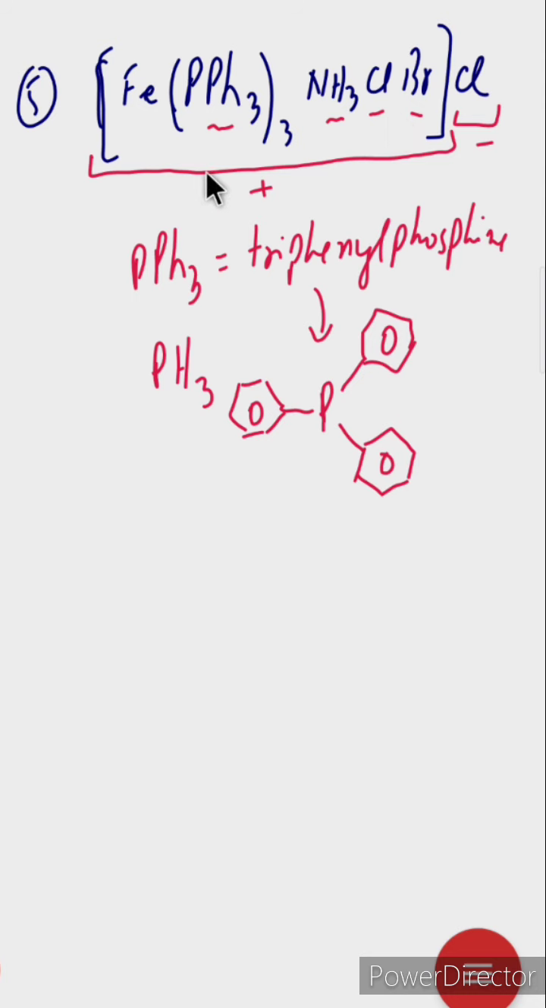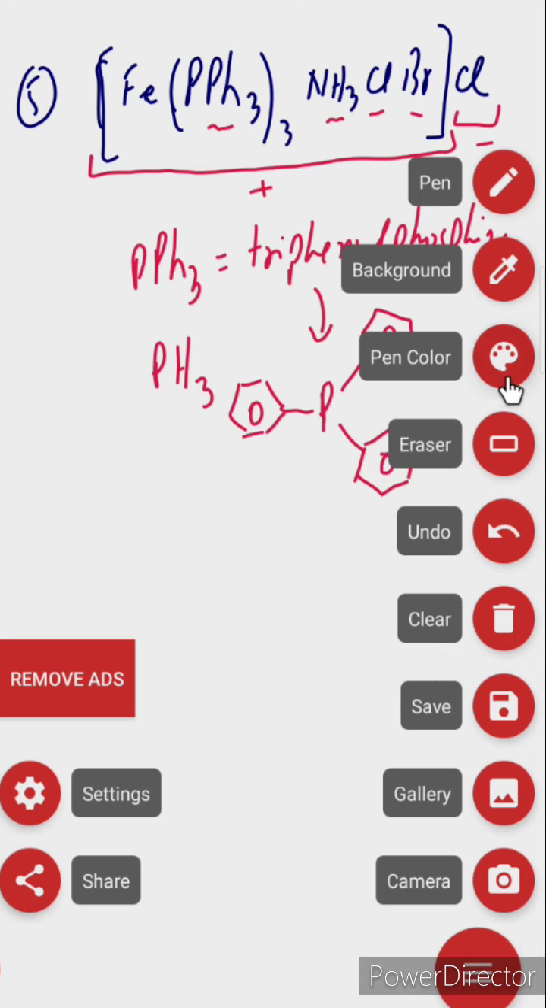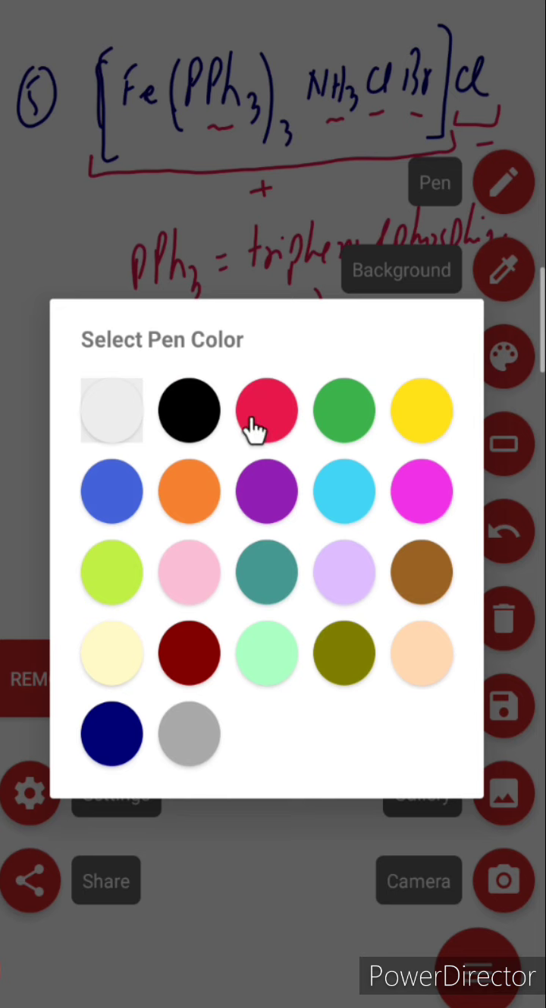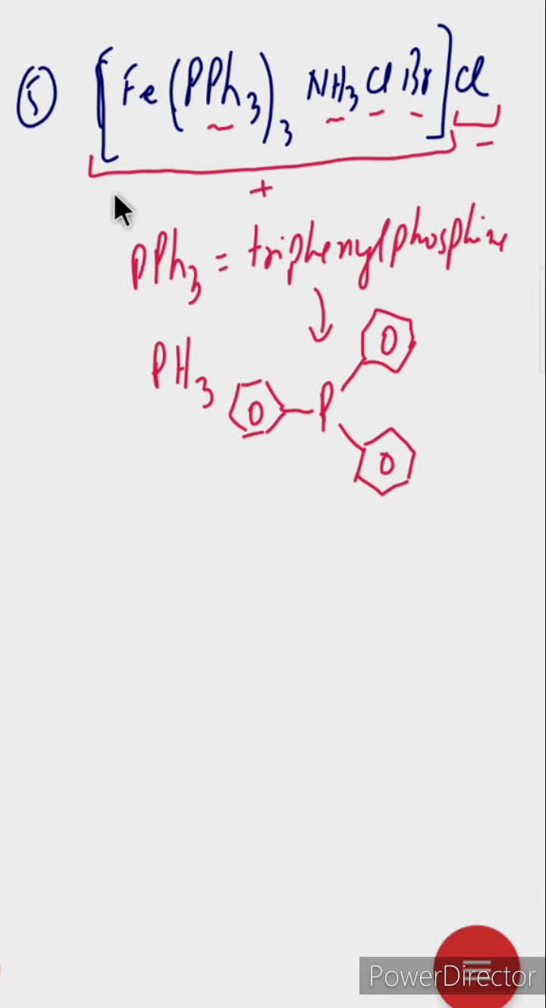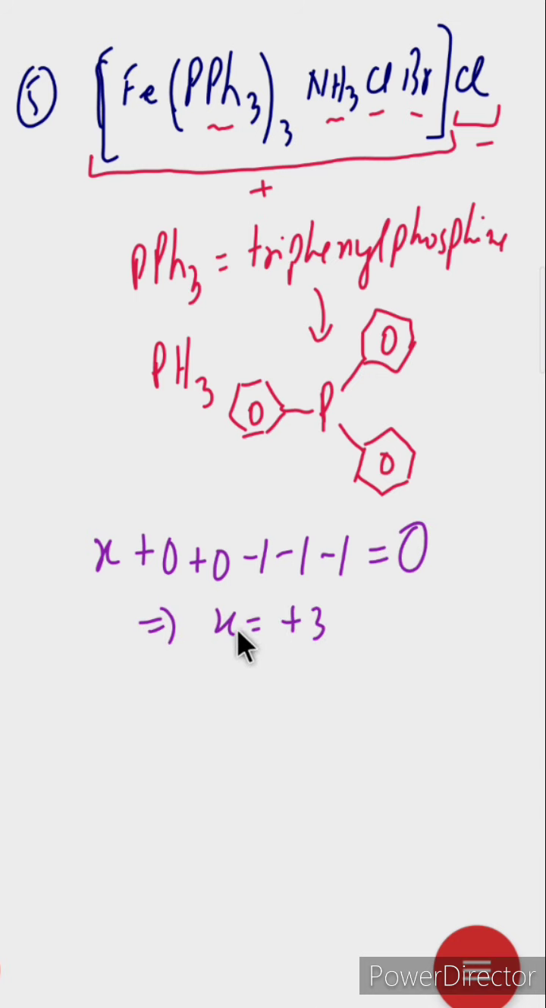So first of all, let me calculate the oxidation number of iron in this complex. Let me write iron as X, and triphenylphosphine is 0, ammonia is again 0, Cl is -1, Br is -1, and again the counter ion Cl is -1. Then this must be equated to 0. This gives X equal to +3. So now let me name this complex first, and then the counter ion chloride.